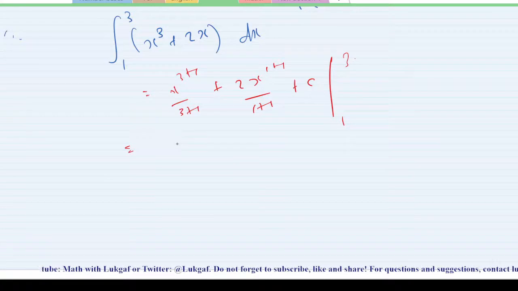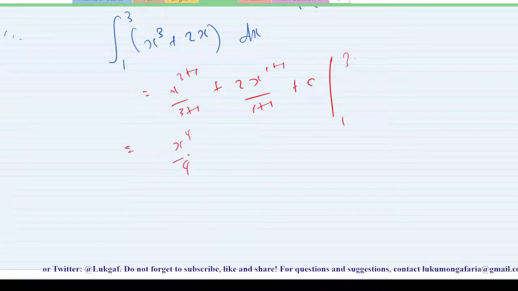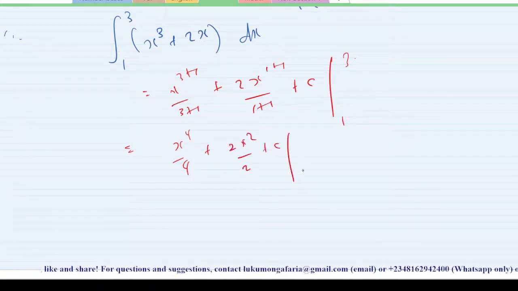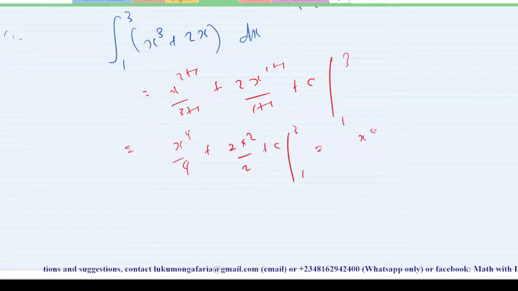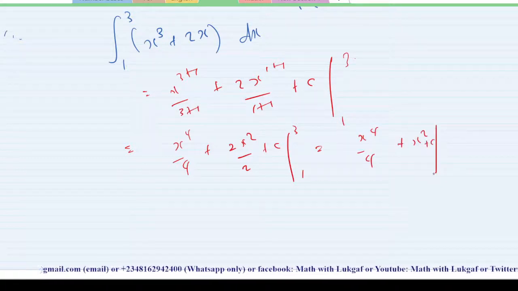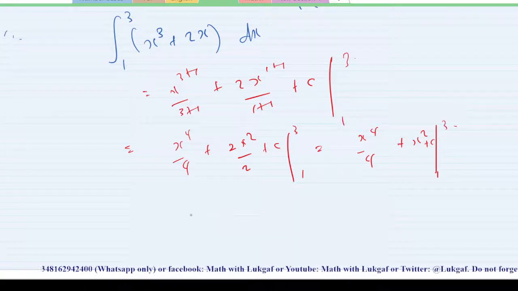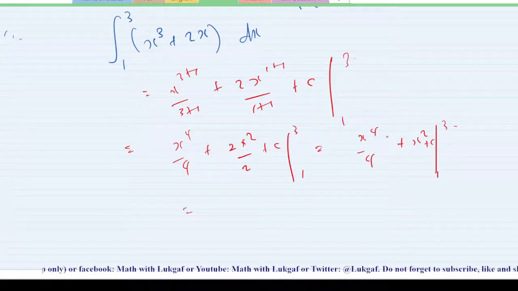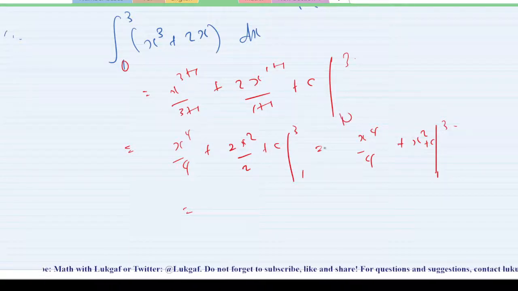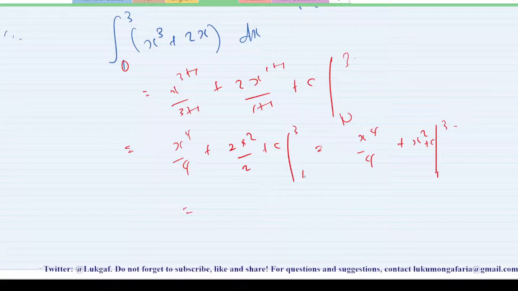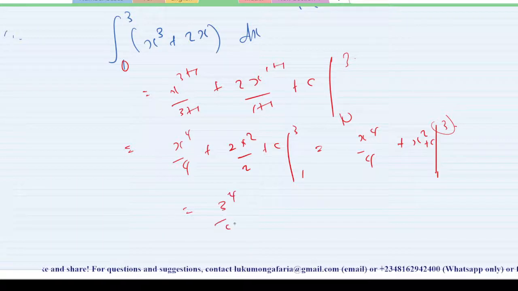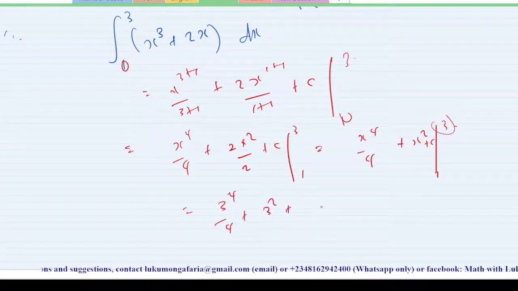So then I'm going to have x raised to 4 divided by 4 plus 2x squared divided by 2 plus c from 1 to 3. That gives you x to the 4 over 4 plus x squared plus c from 1 to 3. Then what you are going to do here is wherever you see x, you put 3, the upper limit. So then this will give me what? 3 to the 4 divided by 4 plus 3 squared plus c.